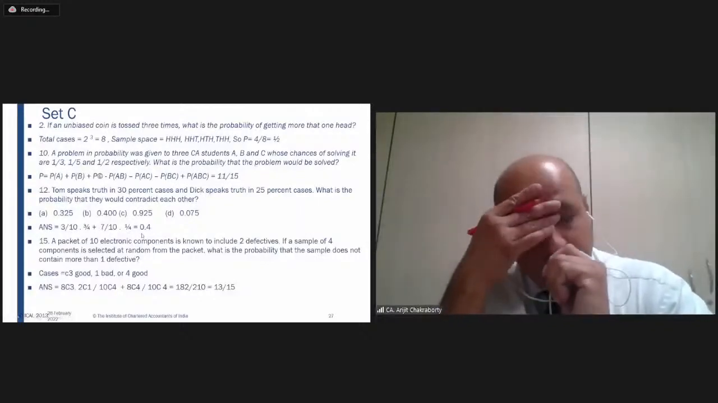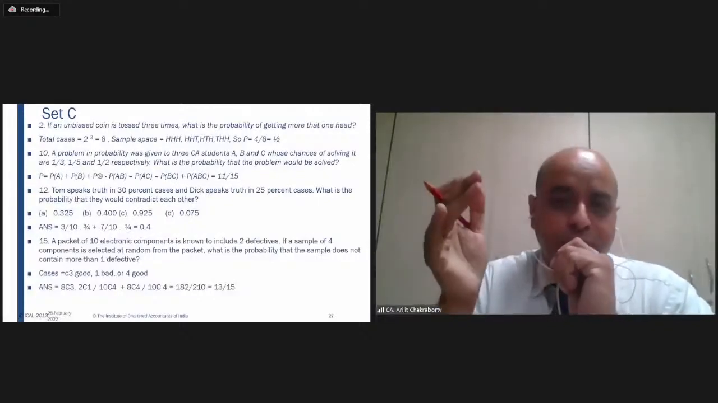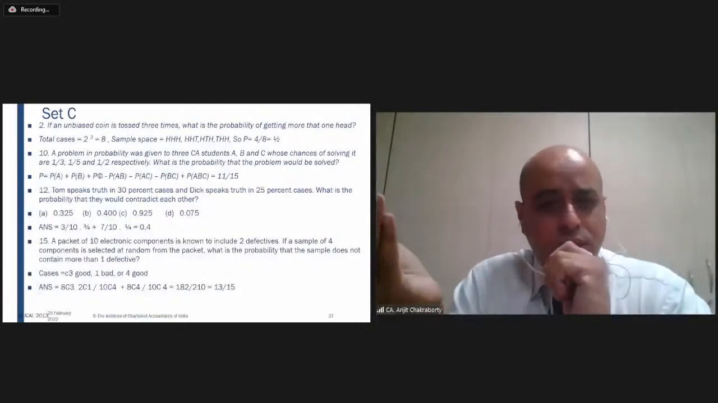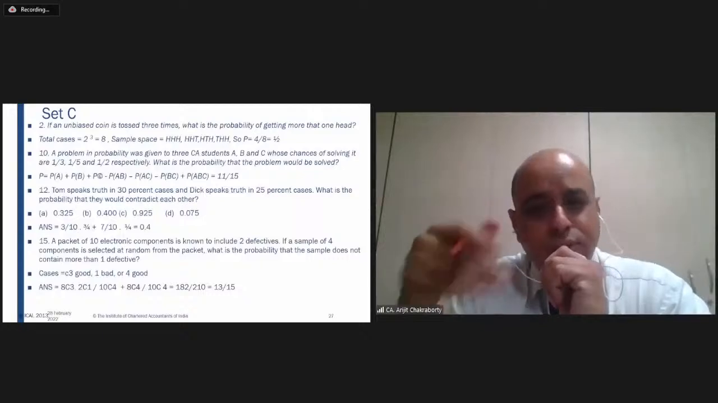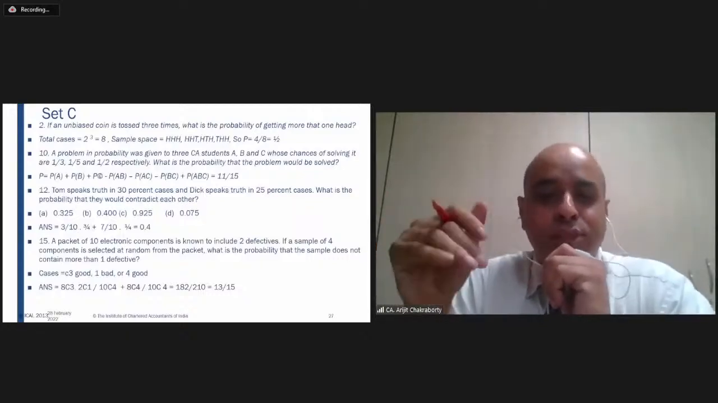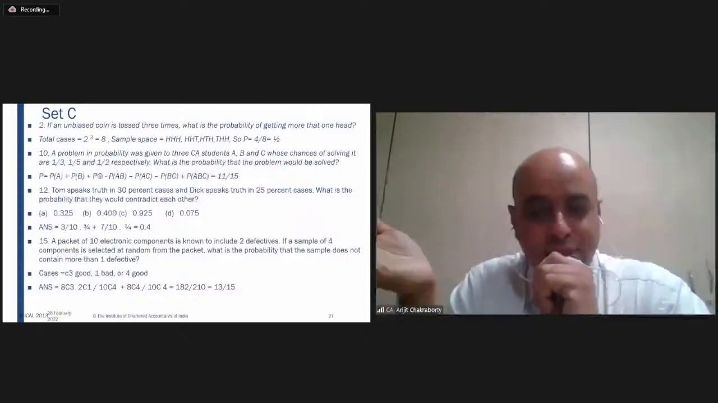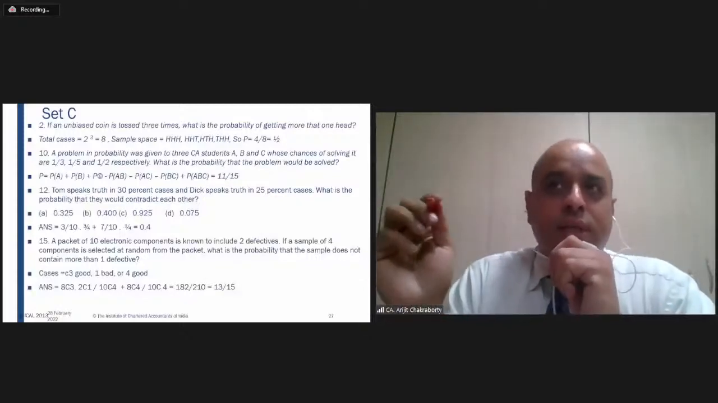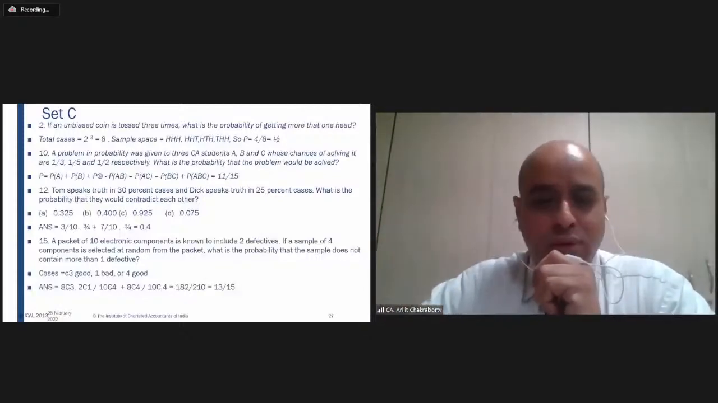Please note, in these two combinations only will there be a contradiction, because one is telling lies and one is telling the truth. If both are lying, then they are not contradicting each other. If both are speaking the truth, then also they are not contradicting each other. So contradiction will arise only when one speaks the truth and the other tells a lie. Okay, so I hope you have understood, Janlakshmi.